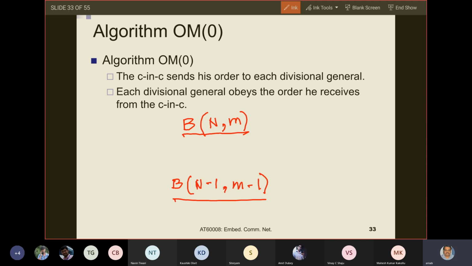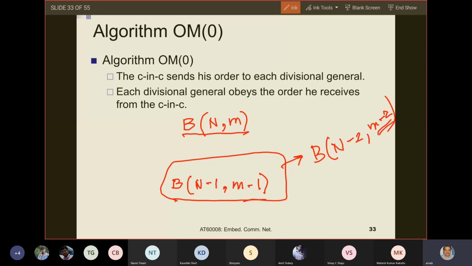Then each controller acts as the source. See, in the previous one, I told that this algorithm is called recursively. Then each controller acts as the source and passes the message to the remaining n-2 controllers. So whom does it not send to? From whom it has already received. So it passes to the n-2 remaining ones, and this goes on until m becomes 0. So then this message, this B n-1, m-1, will be received by the different controllers. Then they will again recursively call B of n-2, m-2, and this will go on continuing until m becomes 0.